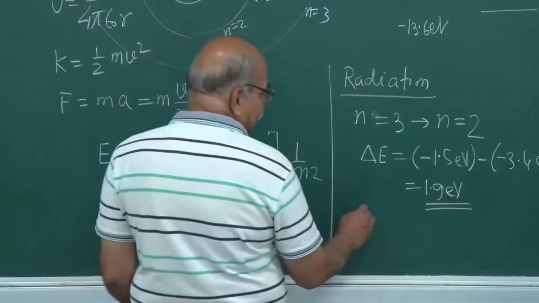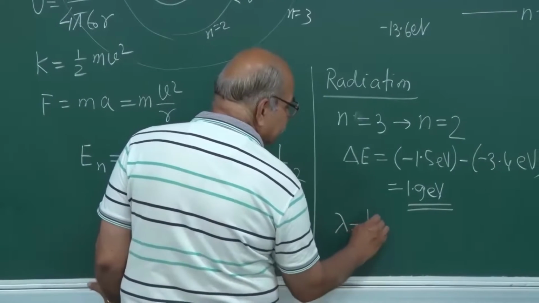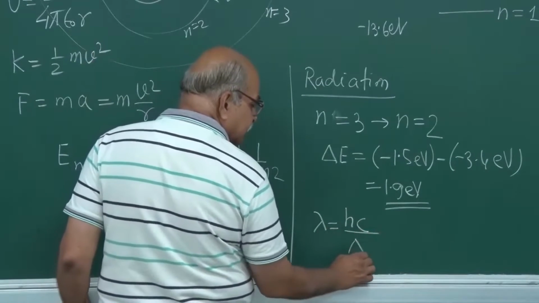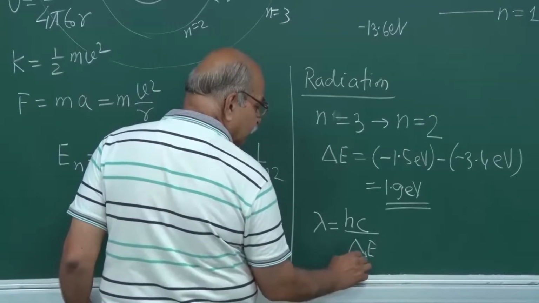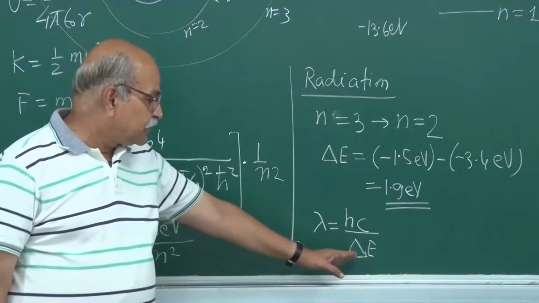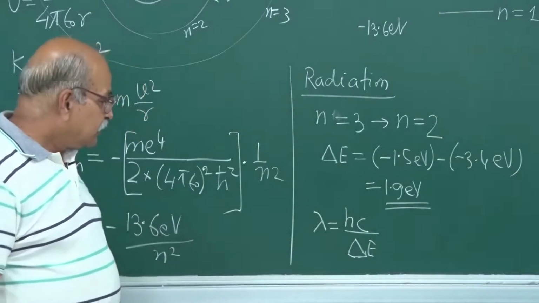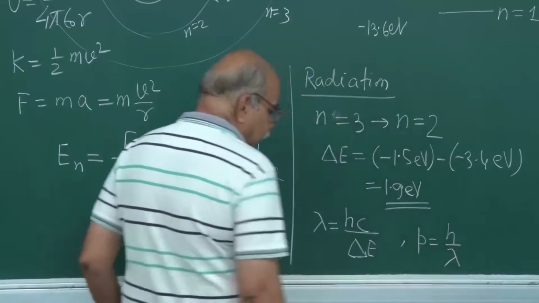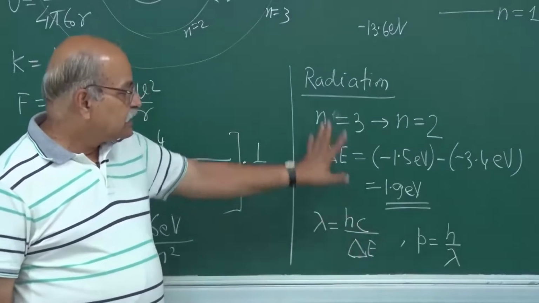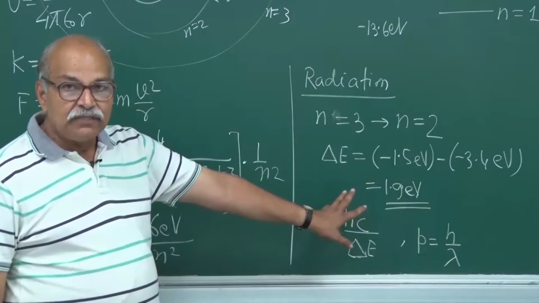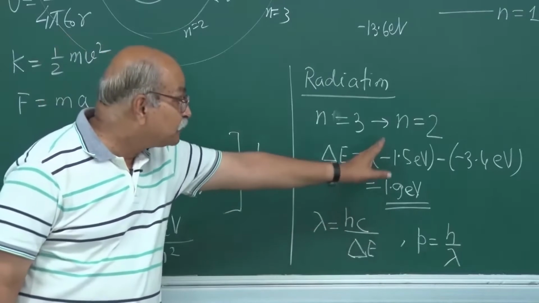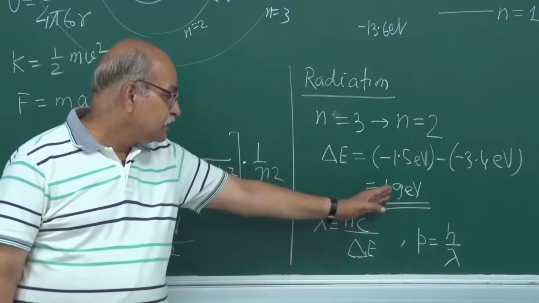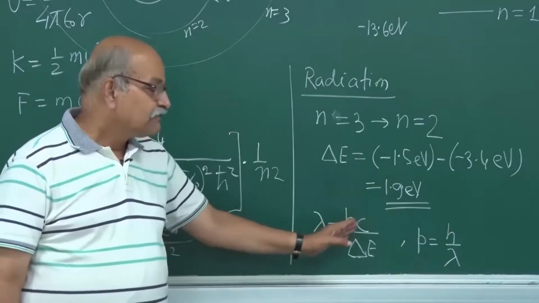And the relations are: the wavelength will be given as Planck's constant times the speed of light in free space or vacuum divided by the energy. All right, so this is the relation between energy and wavelength, and then for momentum, P equal to h by lambda, or lambda is h by p. So these are the relations. So you can work out the wavelength for this transition, n equal to 3 to n equal to 2. If this is the energy, what is the wavelength? Put this energy here and you get the wavelength.